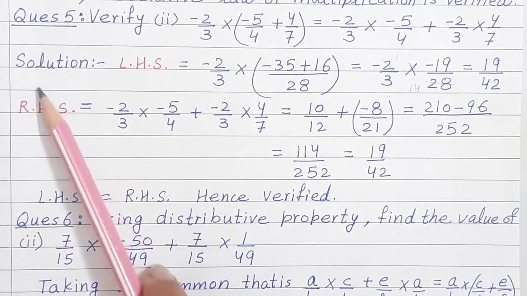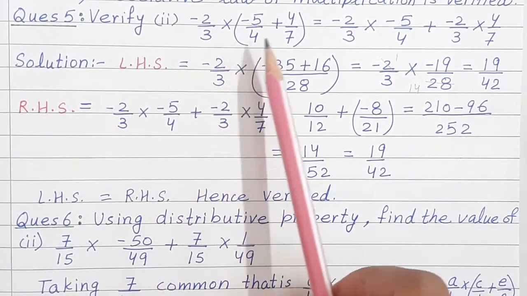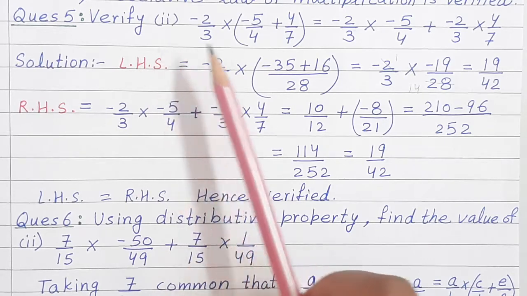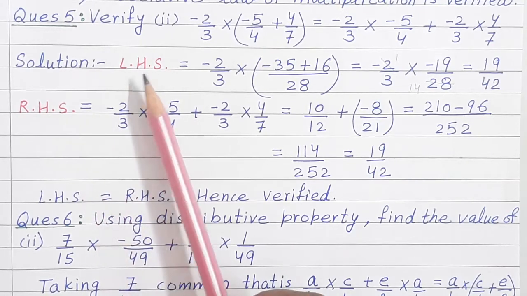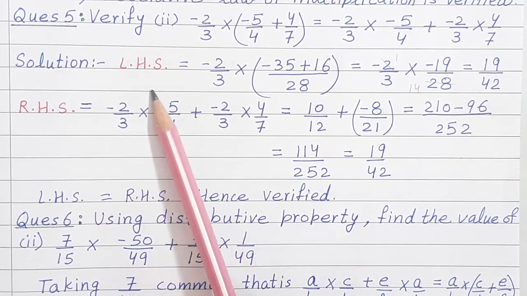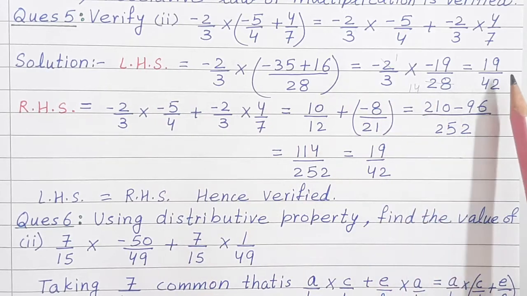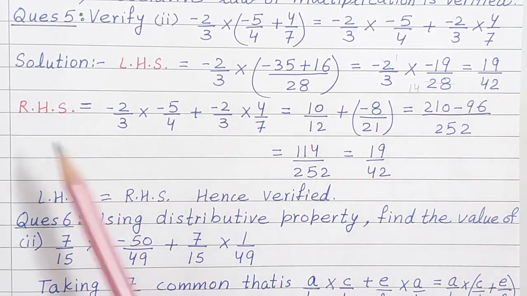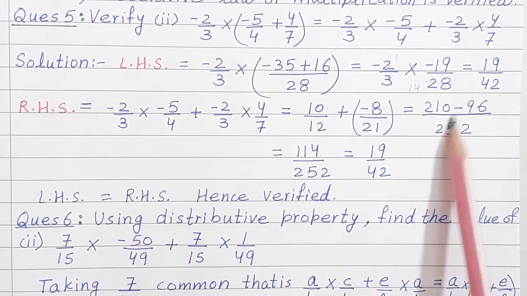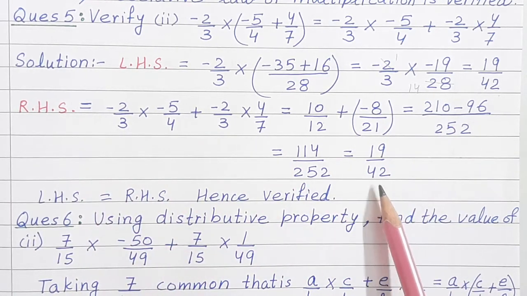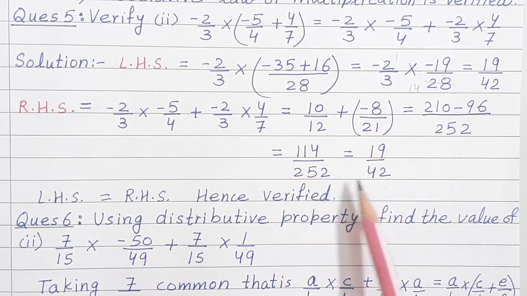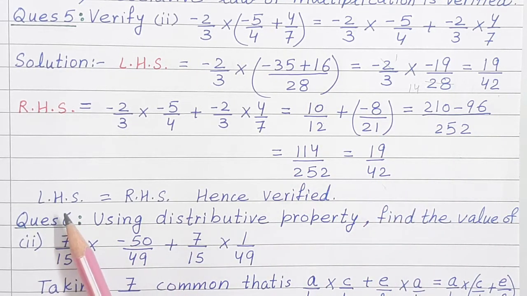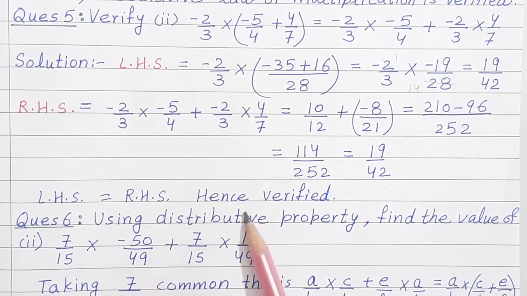Now our next question is verify. Now in order to verify, we have to prove that the left hand side is equal to right hand side. So first of all, let us solve the left hand side. So the answer is 19 upon 42. And after solving the right hand side, again the answer is 19 upon 42. Students, remember here you need to show the calculation, all the steps properly, right? All this is your fair work. So LHS is equal to RHS, hence verified.